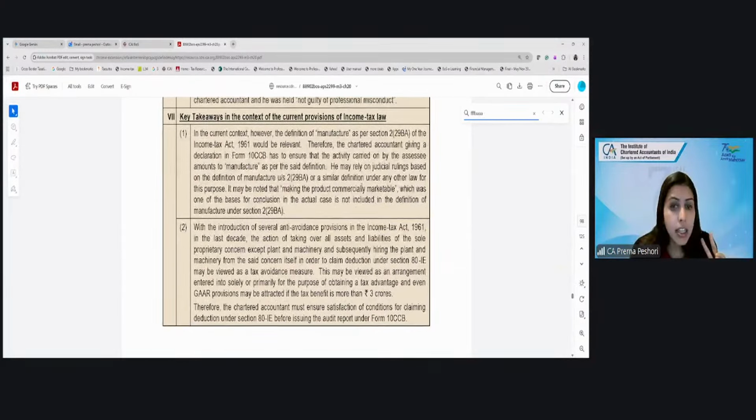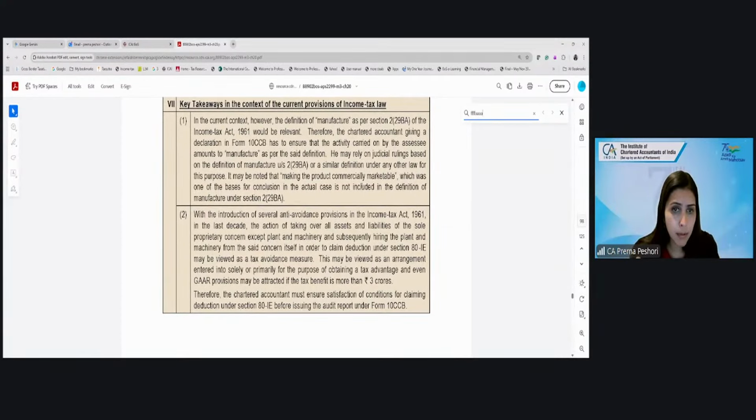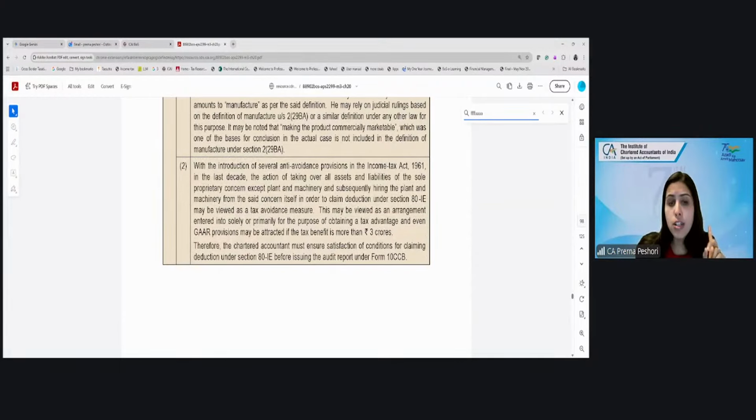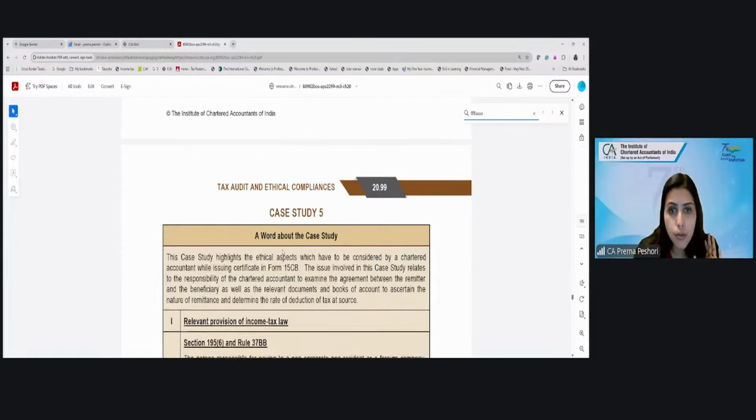Secondly, taking over all the assets and liabilities of the sole proprietary concern except the plant and machinery, and then separately hiring the plant and machinery just to claim the deduction under ATIA can be viewed as a tax avoidance measure. This may be viewed as an impermissible avoidance arrangement entered into just to obtain the tax advantage, and the GAR can be attracted if the tax benefit is more than 10 crore. So the CA, before issuing 10 CCB, has to satisfy the conditions of ATIE before issuing the audit report.